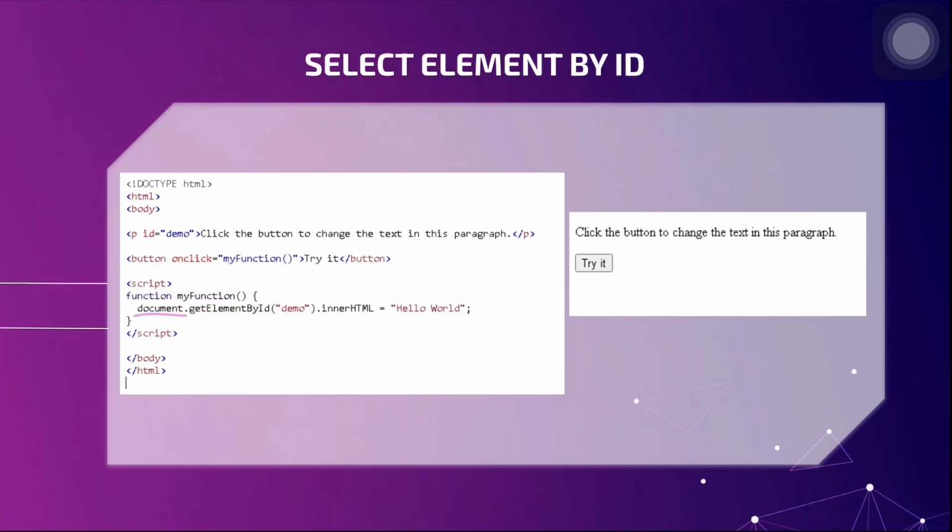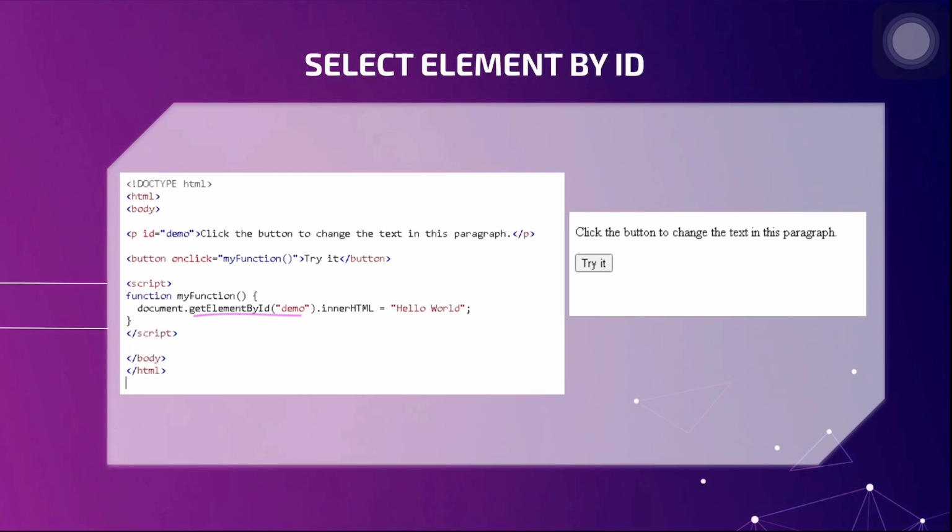Second, we must define the function we just called in our event inside our script tag, like so. The document here is a predefined object that represents a web page. So if you want to access an element in your HTML page, you must always start with accessing the document object. Next is getElementById. This is a DOM method which returns the first element that has the ID attribute with the specified value. Here we put demo inside the parentheses.